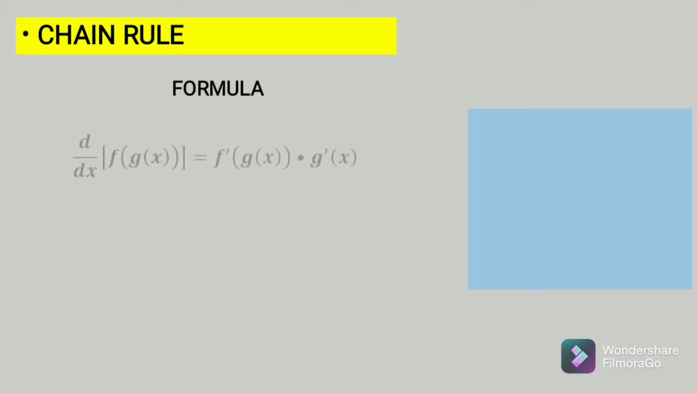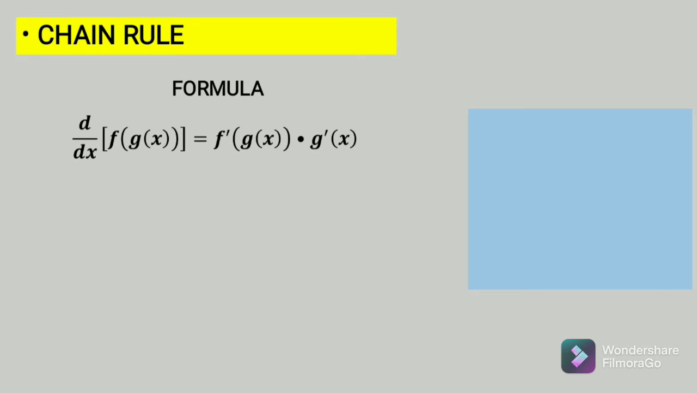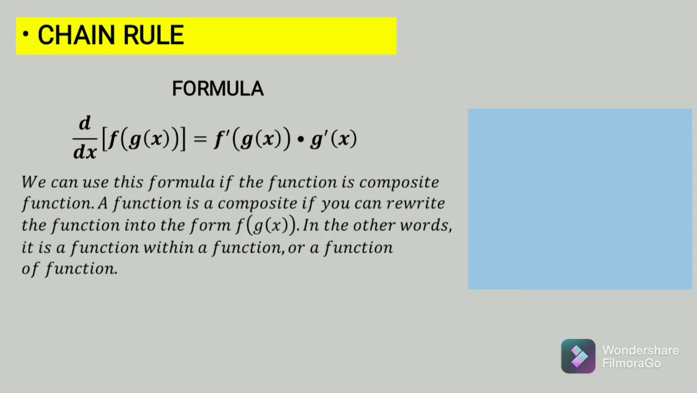The chain rule says that the derivative of f of g of x is equal to the derivative of f of g of x times the derivative of g of x. We can use this formula if the function is a composite function. So what is a composite function? A function is composite if you can rewrite the function into the form f of g of x. In other words, it is a function within a function or a function of a function.